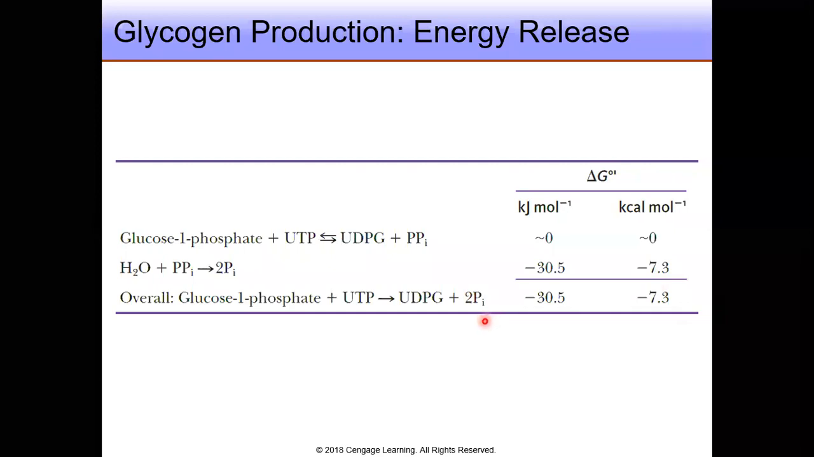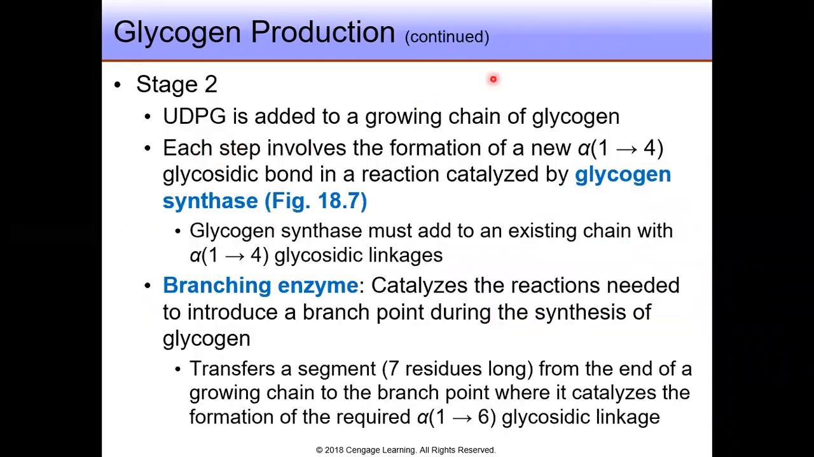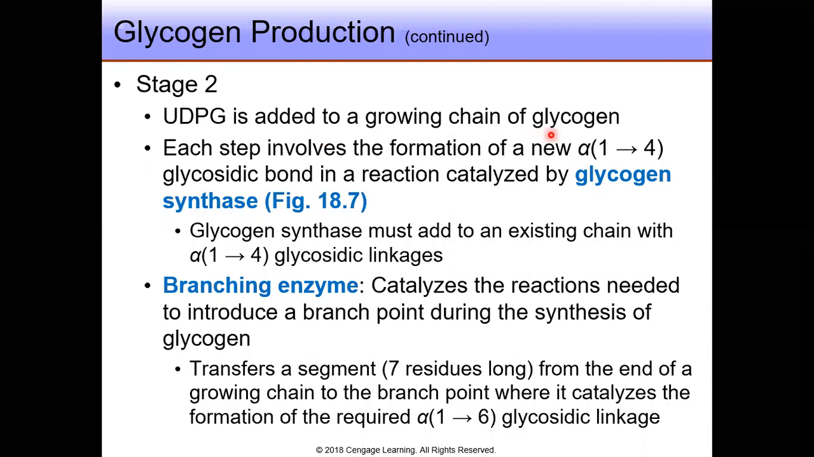So the coupling of these two exergonic reactions to a reaction that is not energetically favorable allows an otherwise endergonic reaction to take place. And this is the idea of metabolism, is coupling, where the energy released from an exergonic reaction drives an endergonic one. Now, the addition of UDPG to a growing chain of glycogen is the next step in glycogen synthesis. Then UDPG is added to a growing chain of glycogen.